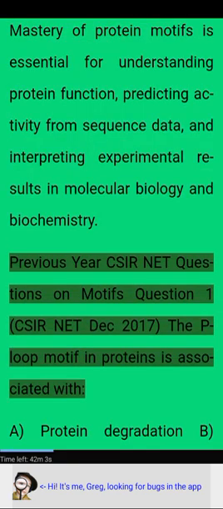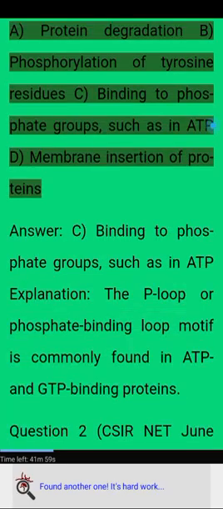Question 1. CSIR NET December 2017. The P-loop motif in proteins is associated with: A. Protein degradation. B. Phosphorylation of tyrosine residue. C. Binding to phosphate groups, such as in ATP. D. Membrane insertion of proteins.